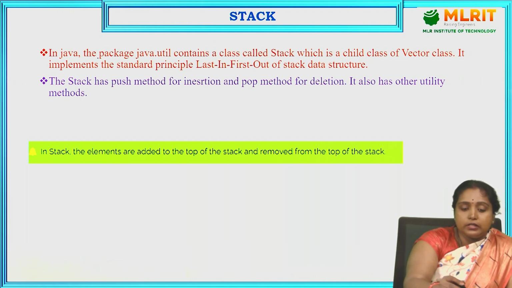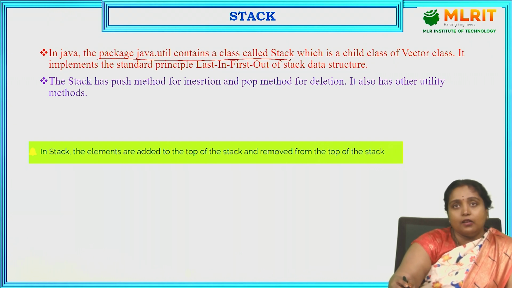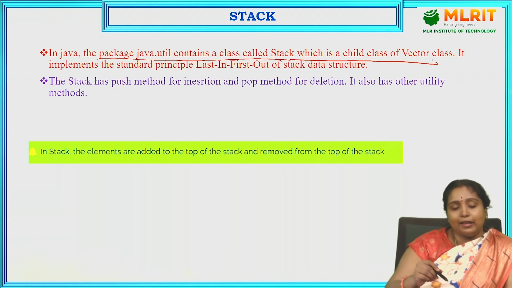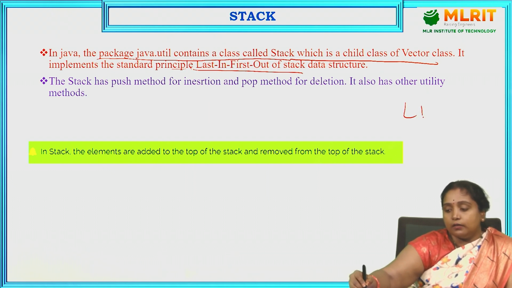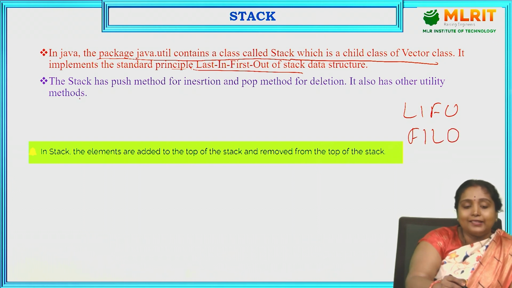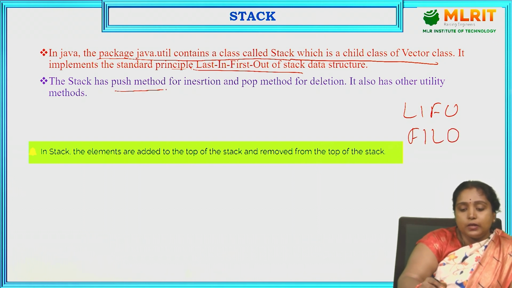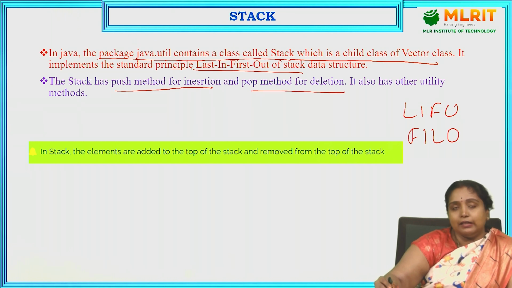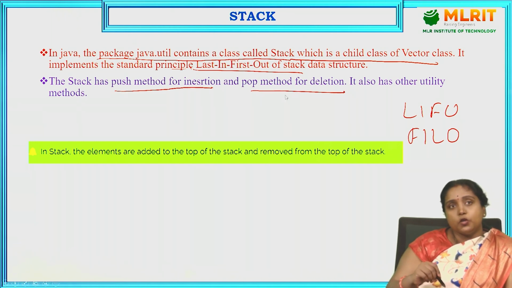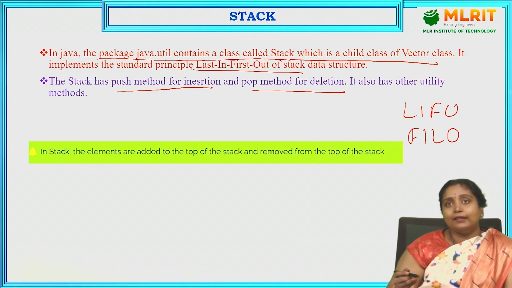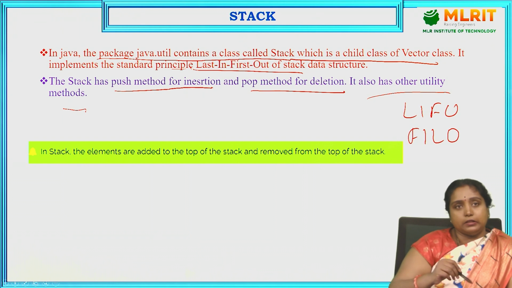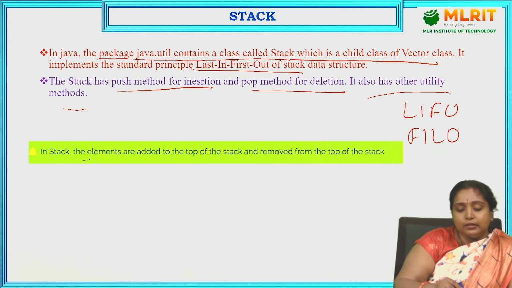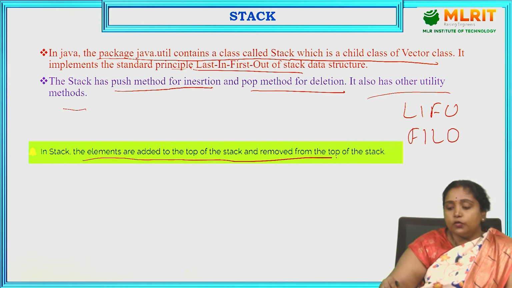So in Java, the package java.util contains Stack, which is a child class of vector class. It implements the standard principle we already know, last in first out, LIFO. And what operations stack can have is push method for insertion and pop method for deletion. So these are the methods: push, pop, peek, as well as methods to display the values. These are other utility methods, and elements are added to the top of the stack and removed from the top of the stack.